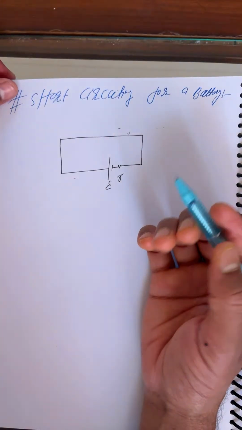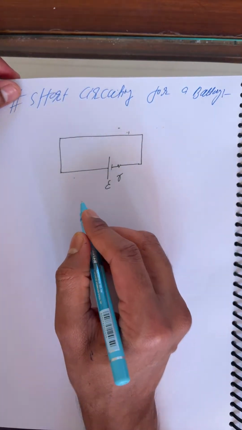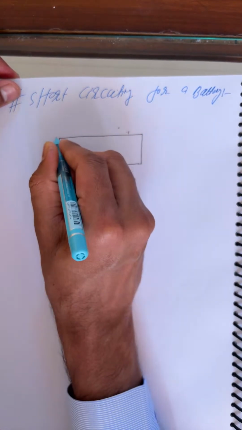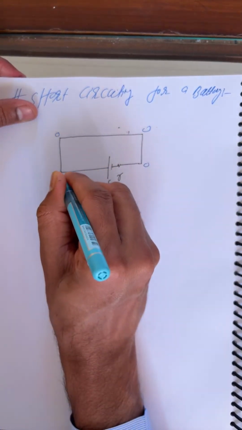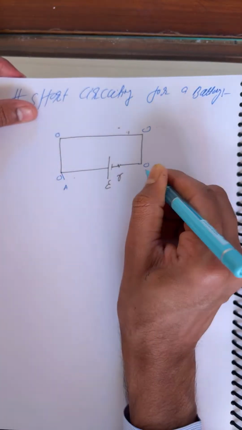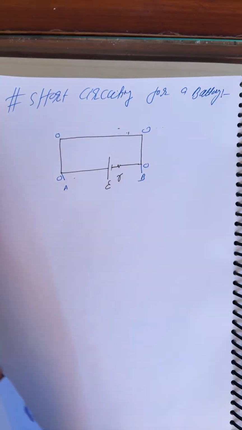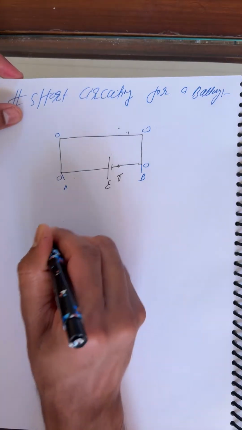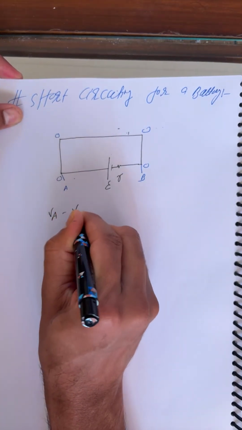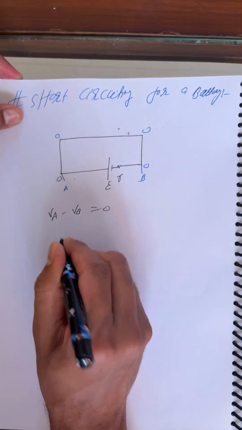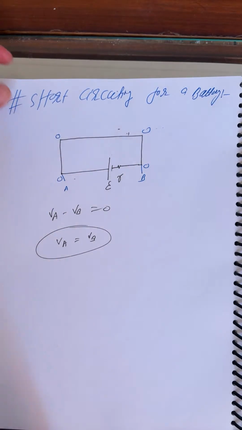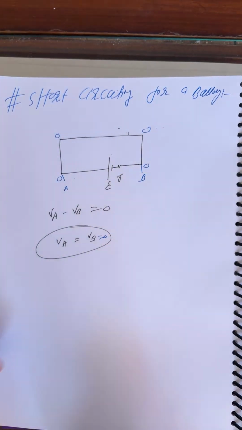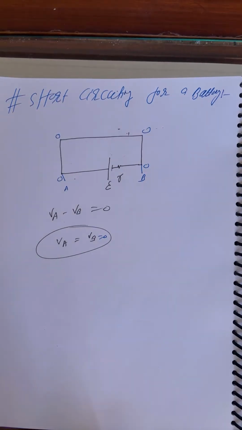Now let us make an assumption here. Because the wire connects everywhere, the potential is 0. Let us take this point as A and this point as B. So we can write VA minus VB is equal to 0. So VA is equal to VB, which is equal to 0.